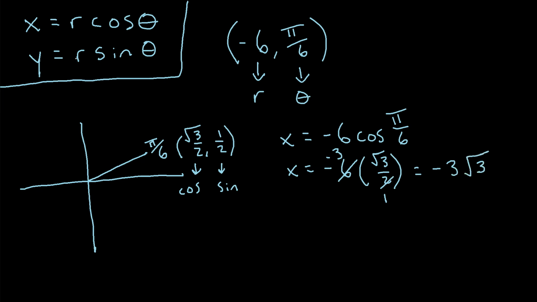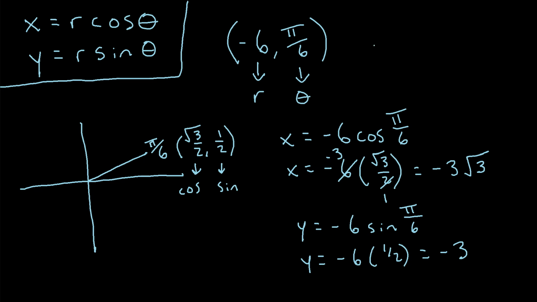Now for the y, we're going to use this formula, r times the sine of theta. So we'll say y is equal to r, which is negative 6, times the sine of pi over 6. And we just said the sine of pi over 6 is actually just 1/2. So y is equal to negative 6 times 1/2, and that's negative 3. So we found our x and we found our y. So our polar coordinates in rectangular form can be written like this: negative 3 root 3, comma, negative 3. That is our final answer.